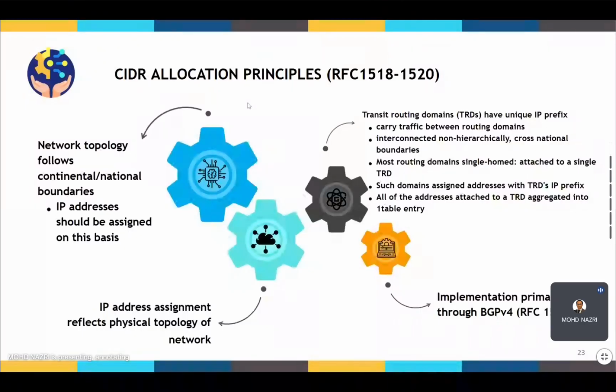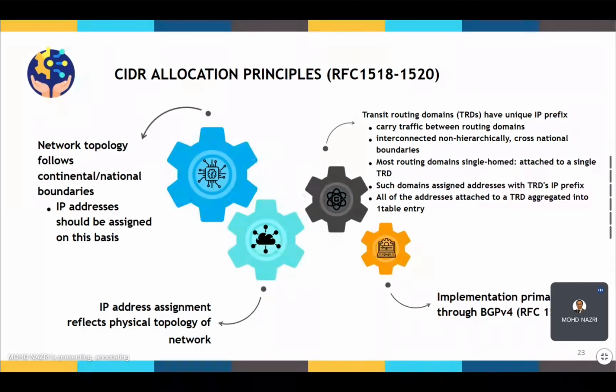So CIDR allocation principle follows the next, which is IP addresses should be assigned on this basis. IP address assignment reflects the physical topology of networks. TRD, transit routing domain, has a unique IP prefix. They carry traffic between routing domains, interconnected non-hierarchically across national boundaries. Most routing domains are single-homed, attached to a single TRD.